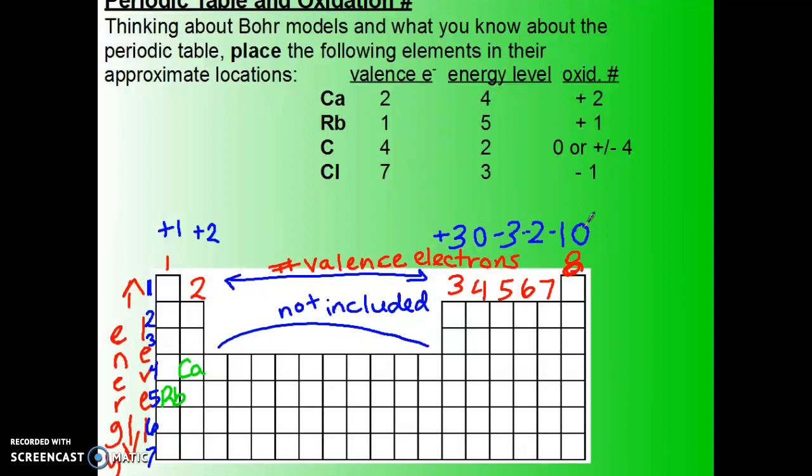So let's place these last 2 atoms. I already told you where carbon was by accident, but carbon has 4 valence electrons, so we know it's going to be somewhere in this column. We've got to figure out which period it's on, or which row it's on. And we can figure that out from the energy level. It's on the 2nd energy level, so this would be carbon, because remember the 1st energy level just has these 2 elements, helium and hydrogen, so this is the 2nd energy level.